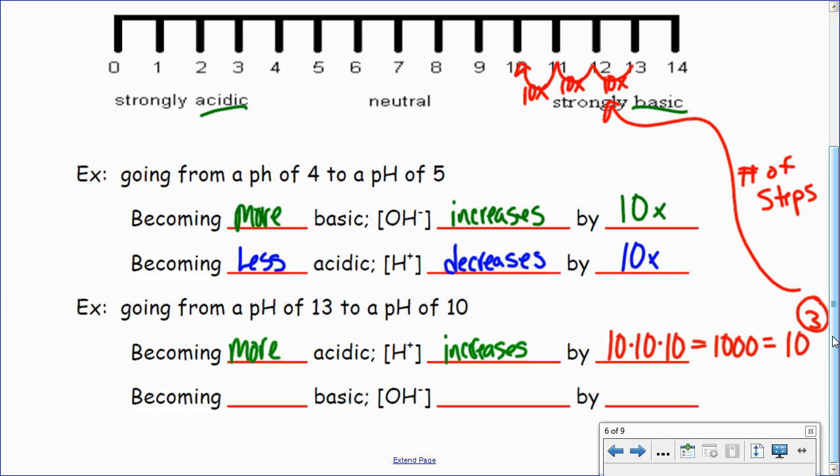Now let's look at the opposite. If the H plus concentration increased, the basic has to decrease. So becoming less basic, OH negative decreases by 10 times 10 times 10. That equals 1,000. The same amount that the acid increased by, the base decreases by. That's all there is to it.